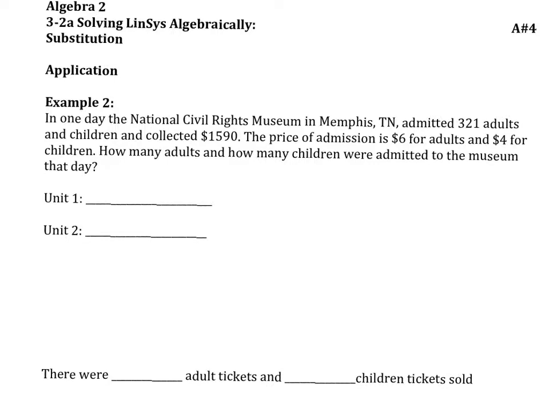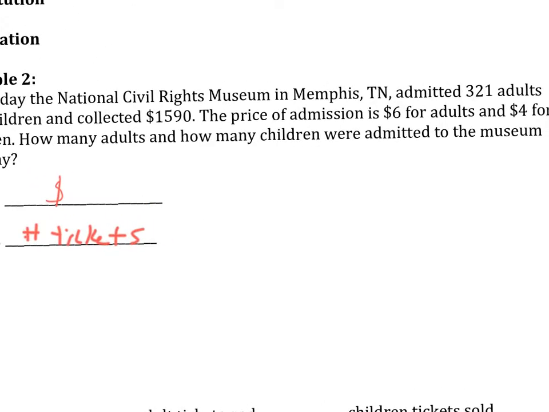So what we're going to do is set up some equations based on different units. Notice one of the units is going to be in dollars. It's just how much money was earned or brought in. And the other unit is the number of tickets. Okay, so what's the first unit? The first unit is about dollars. So if we recall, it costs $6 for an adult ticket.